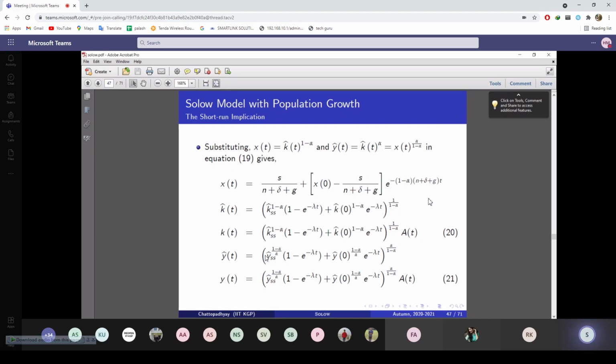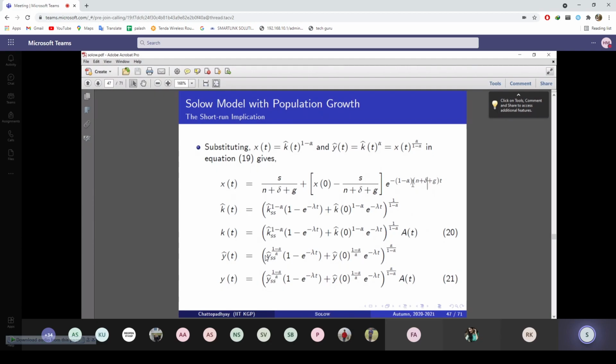In this model, the rate at which any particular variable is reaching towards the steady state is 1 minus alpha times n plus delta plus g. So the convergence rate depends negatively on alpha. When alpha rises, your lambda falls and your convergence is delayed. When alpha falls, your convergence is faster.